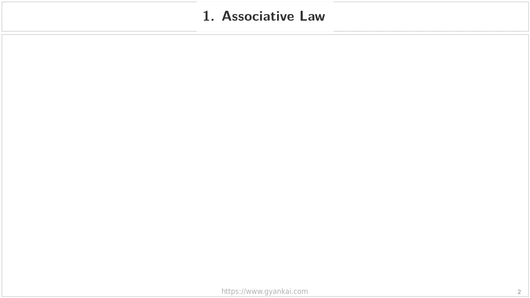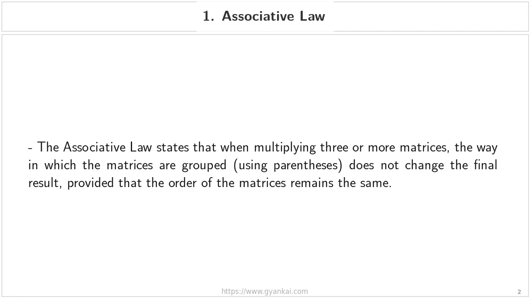1. Associative law. Now that we have established that matrix multiplication is not commutative, let's move on to the properties that actually do hold true. First, we have the associative law. This law states that when you are multiplying 3 or more matrices, the way in which you group them using parentheses does not change the final result, provided that the order of the matrices remains exactly the same.